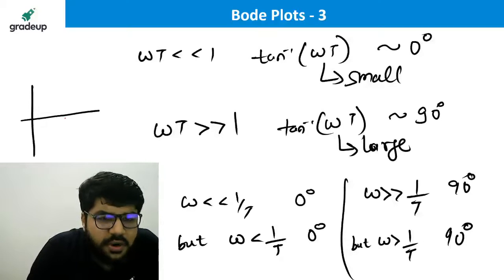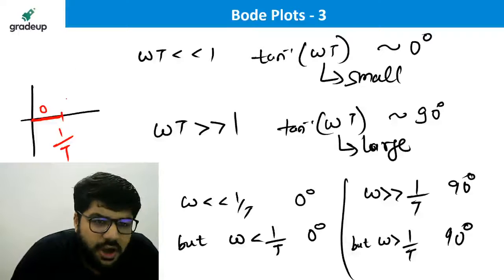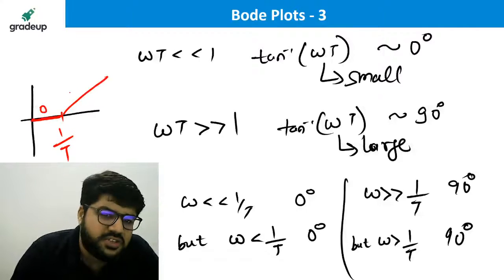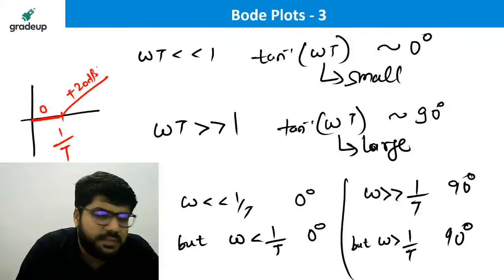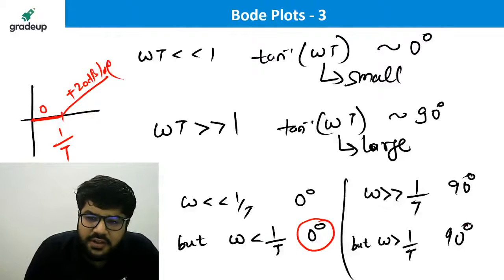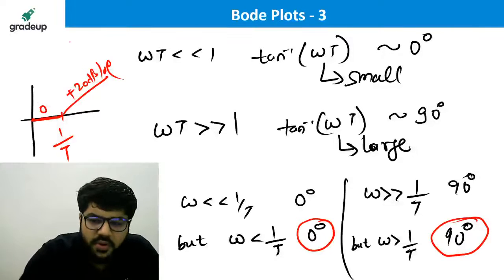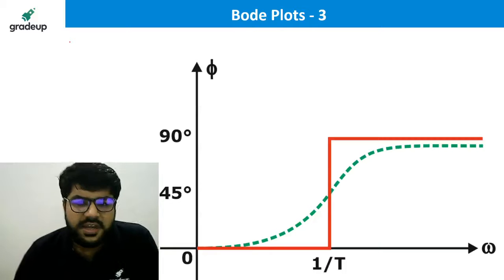Okay, what was the approximation for magnitude? We had the corner frequency 1 by t. The magnitude up to the corner frequency is always 0, and beyond that it is a straight line with a slope of plus 20 decibel per decade. But here, before the corner frequency the phase is 0, and after the corner frequency the phase is 90 degrees. Two constant values I am taking. And that is what the phase plot looks like.